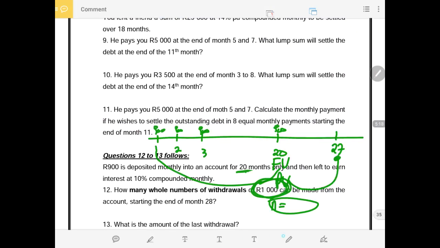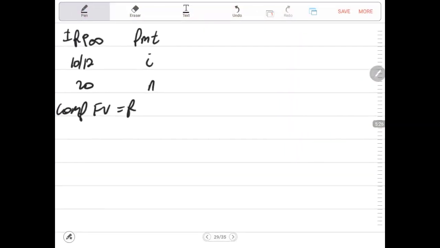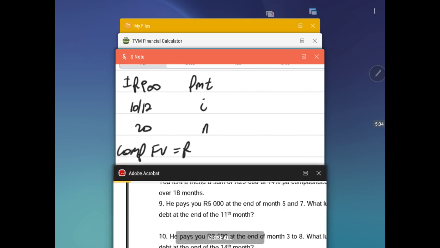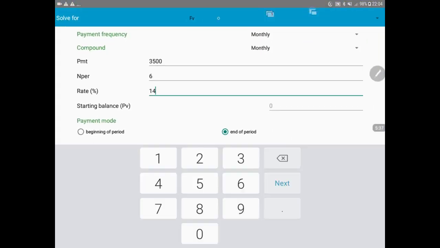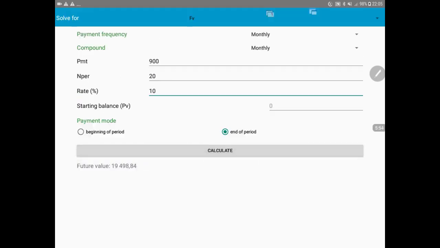Then interest is 10% compounded monthly. That one we are very clear with. Then now we are looking for the future value of these payments. Then we can use our smart financial calculator. We're calculating the future value. How much are we paying every month? We are paying an amount of 900. For how long? For 20 times. The interest rate is at 10%, and we calculate the future value, 19,498.84.